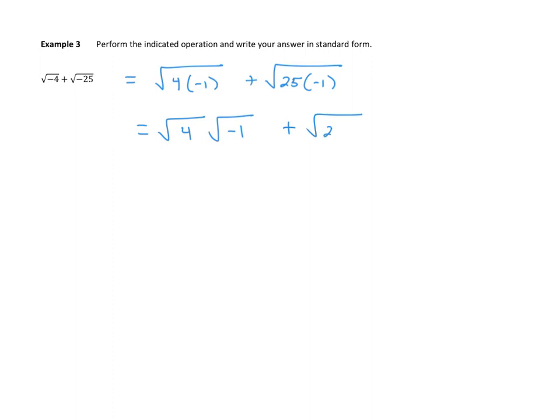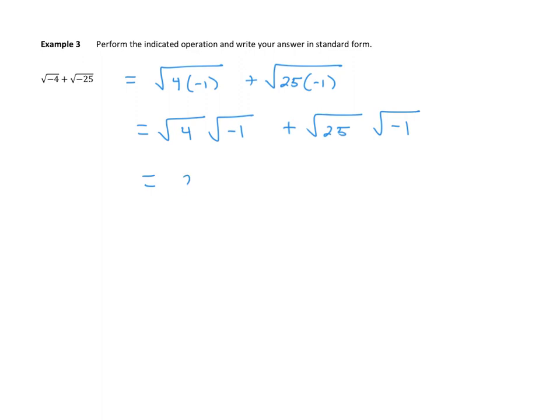In this last example, let's simplify this expression. So here we have some negatives under a square root, which means we're not going to have real numbers for our answer, but that's okay. We can use imaginary numbers. To start with, the square root of negative 4, I think of that as the square root of 4 times negative 1. And likewise, for the square root of negative 25, I'm thinking of that as the square root of 25 times negative 1. The reason for this is you can break it up into two separate square roots. The square root of 4 times the square root of negative 1. Likewise, the square root of 25 times the square root of negative 1.